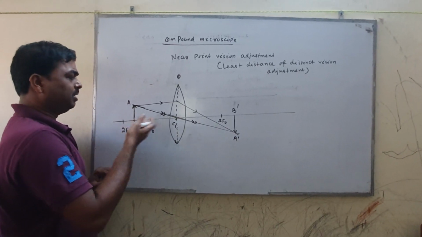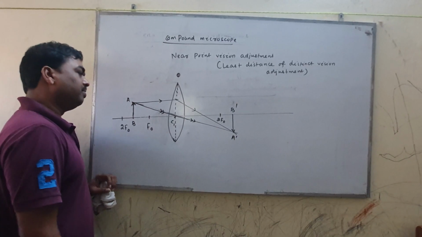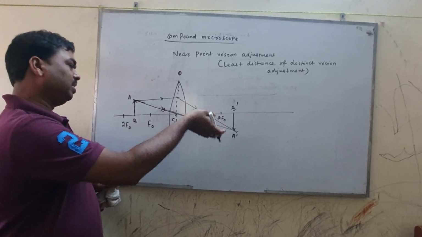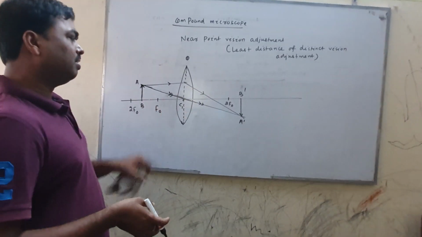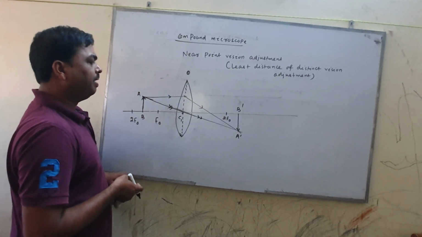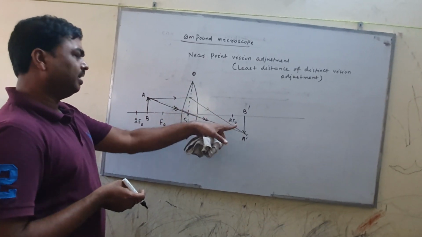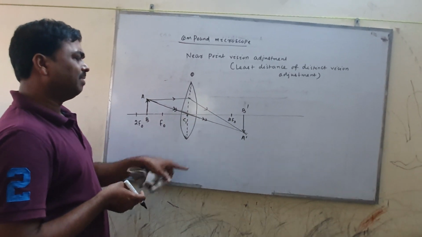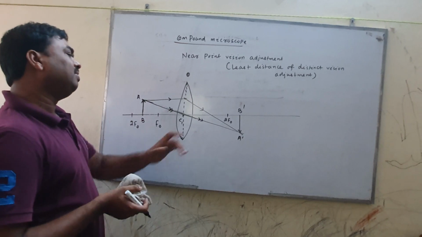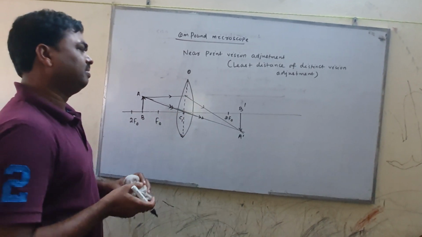Remember, this is the primary focus, this is the secondary one. A dash B dash is the image of AB, real, inverted, a little magnified. But we want to magnify further. We want to magnify A dash B dash again.